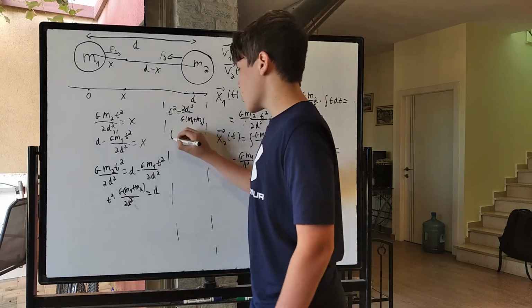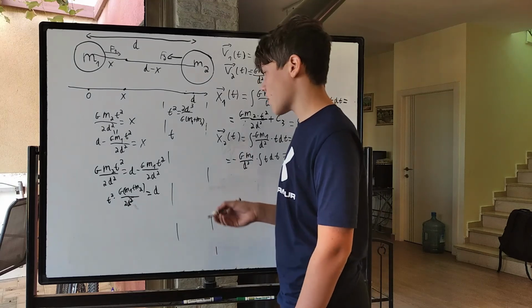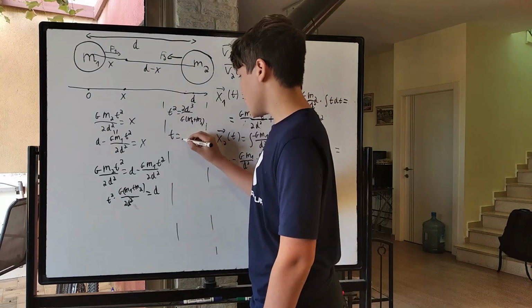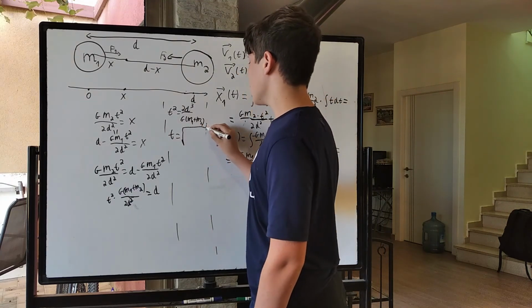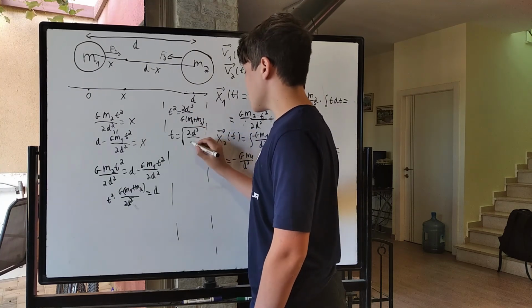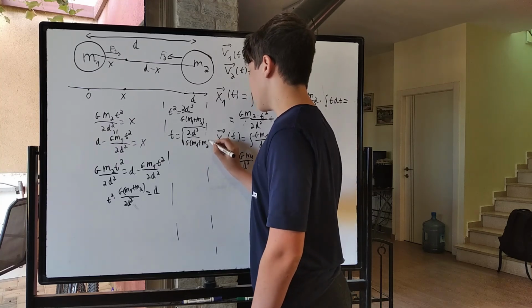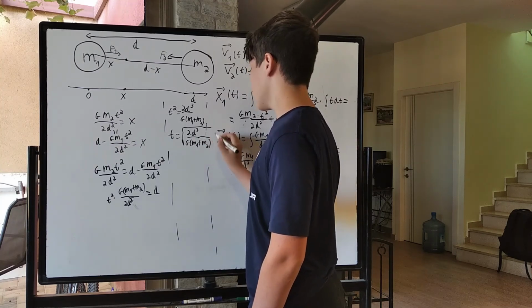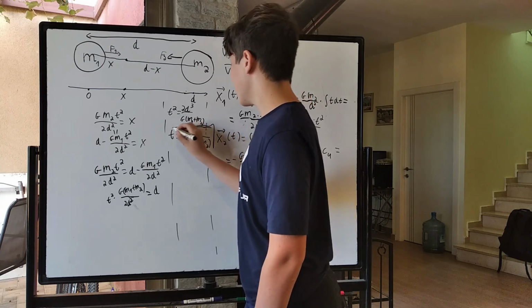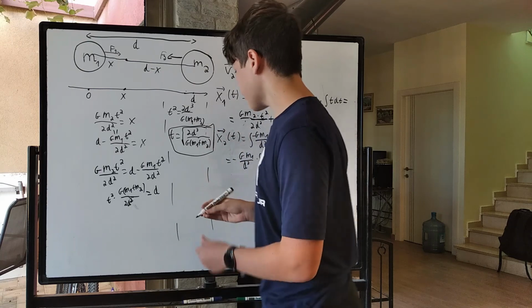We simply take the square root, and because we know t has to be a positive number, because t represents time, we know t is equal to the square root of this entire thing: 2d cubed over g(m1 plus m2). And that is our final result.